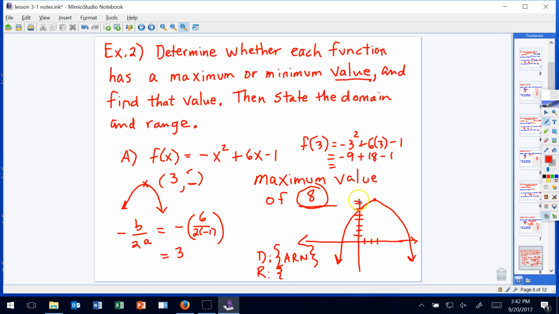Well, the range is only utilizing these numbers from +8 and downward. Remember, for range you're thinking of the numbers on the y-axis that are involved in this graph. So to state the range, I'm going to say f of x such that f of x is less than or equal to +8. From 8 downward, all of those numbers will be utilized as y coordinates for this function. Okay. All right, so that's the complete answer of this.